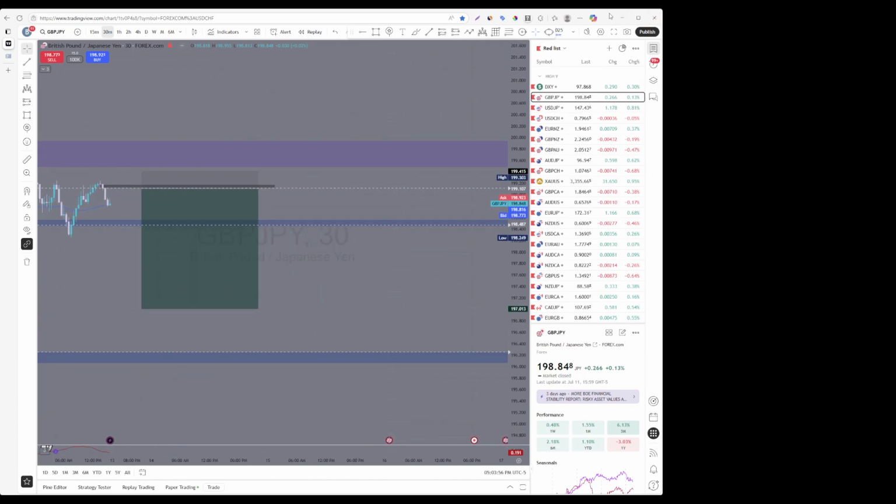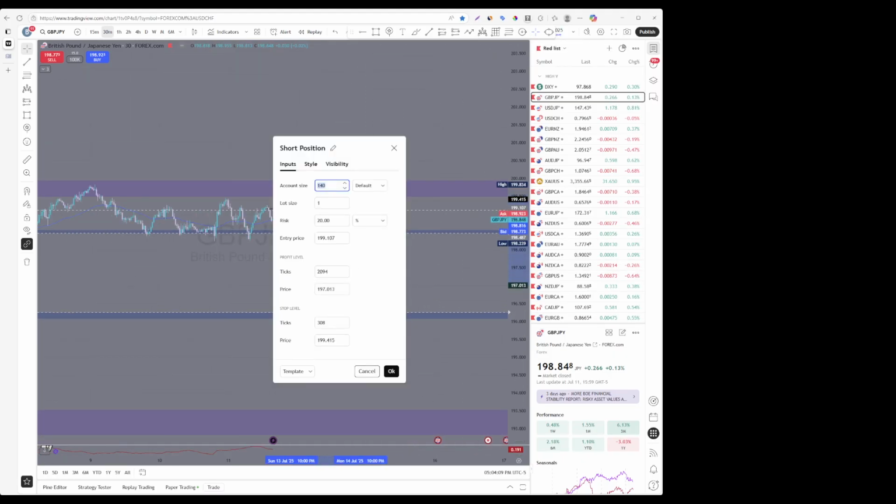So I'm about to do the math real quick. Give me a second. I'm about to see. So for GJ, GBP JPY. Okay, what are we looking at here? Boom. Entry right around the zone. Profit levels, take profit, stop loss here.